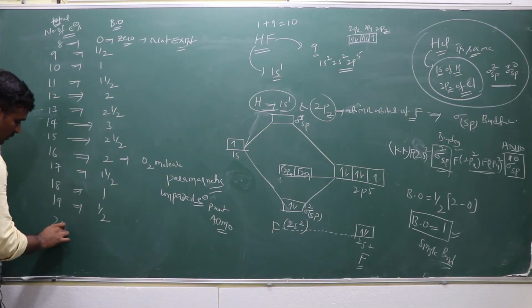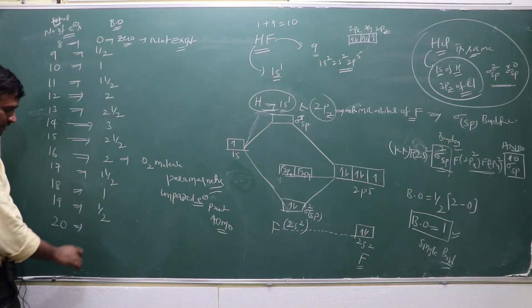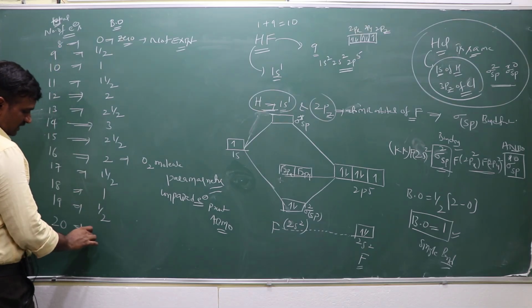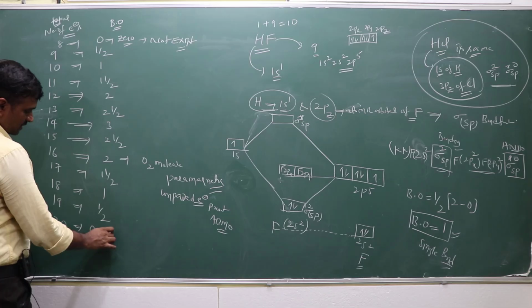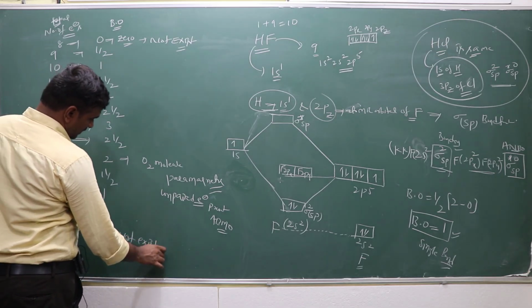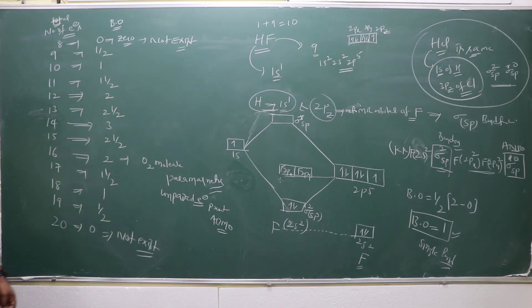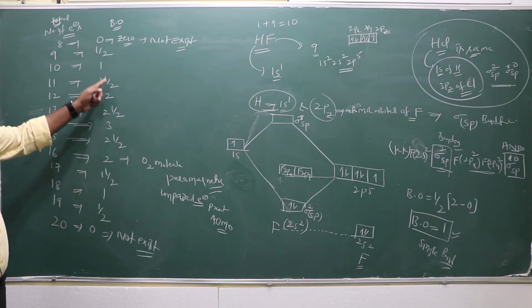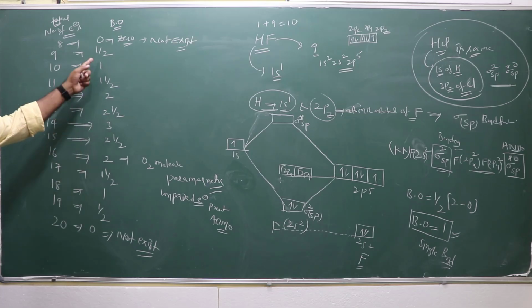Here 20 electrons is also like Ne2, neon. Similarly Be2, beryllium, and Ne2, neon: bond order is 0, they do not exist. So sometimes half values, non-integer values, may be considered.